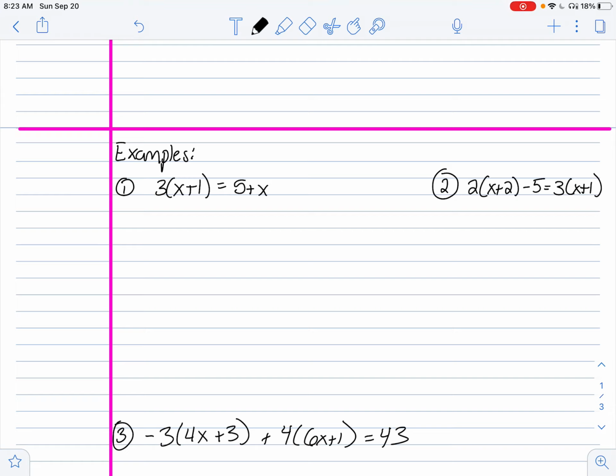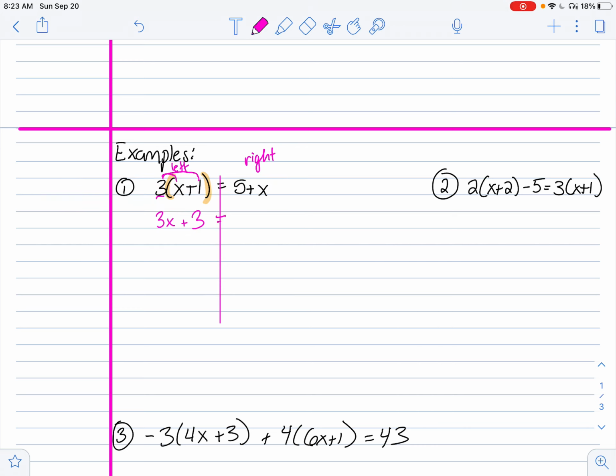So our first example is 3 parentheses x plus 1 equals 5 plus x. So I'm going to split my equation up right down the middle for a left side and a right side. The first thing that I notice is that I do have a set of parentheses here and a number directly out in front, which tells me that I need to multiply. So I'm going to take this 3 and multiply that 3 to the x, which gives me 3x. Then I'm going to take that 3 and also multiply it to the 1. 3 times 1 is positive 3. So this turns into 3x plus 3.